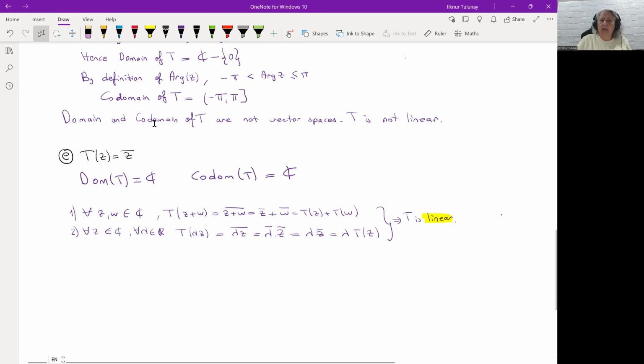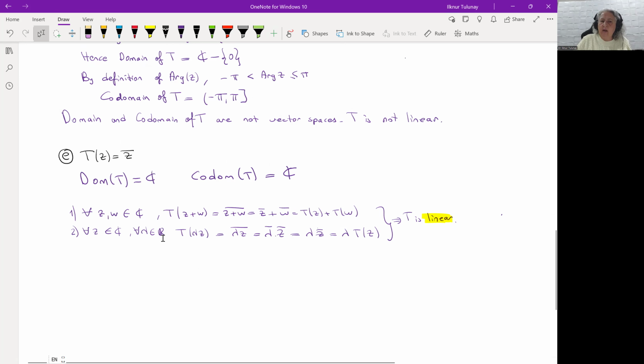The last part: T of z goes to z conjugate. This is defined for all complex numbers, and the codomain will be all complex numbers. If we think about addition, then we have the complex conjugation of z plus w. But we can separate this complex conjugation as the sum of the complex conjugates. Then we do have T of z plus T of w. So this is the first rule.